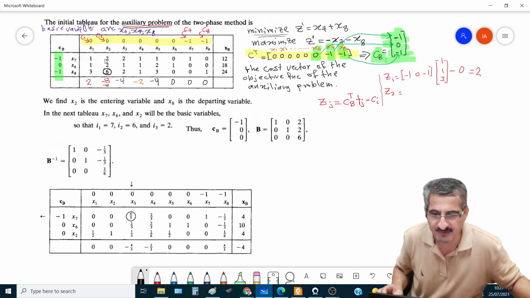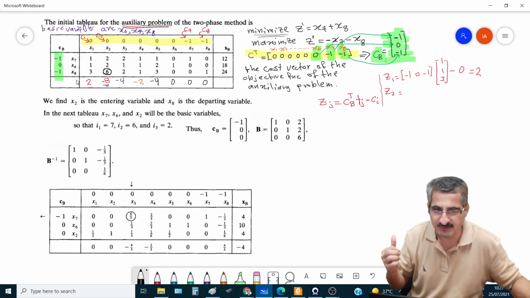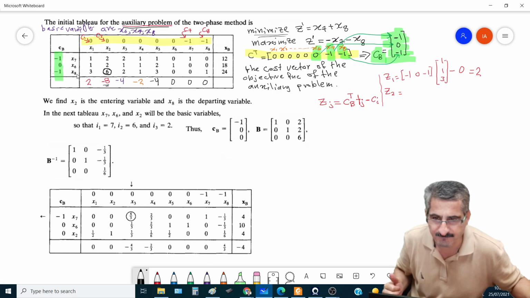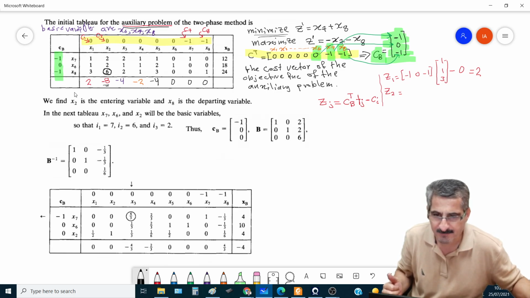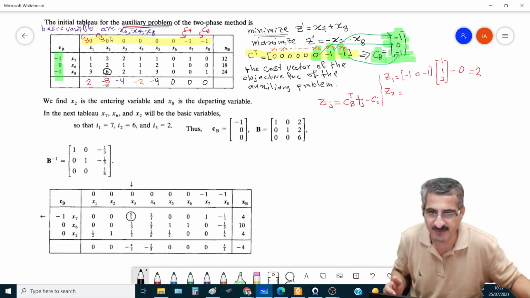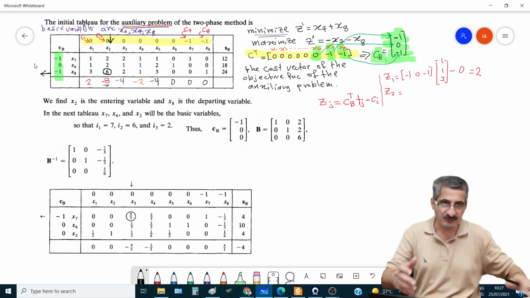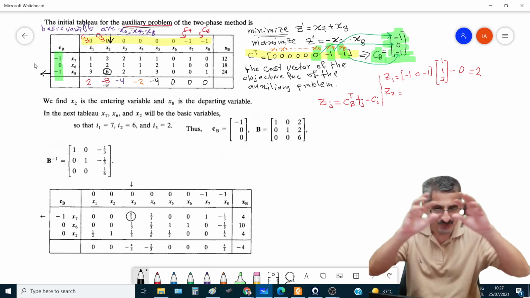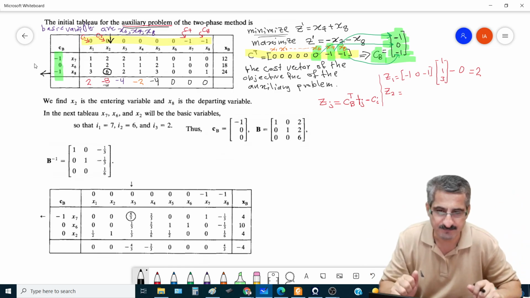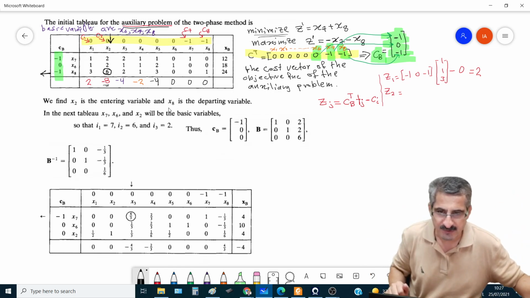So the entering variable is x2, and no, did I make some mistake? So the entering variable is x2 and the leaving variable is x8. Yes. So the entering variable is x2 and the leaving variable is x8. Good. So what we are doing now is nothing new. Just introducing the row and the column. Now, x8 is the departing and x2 is the entering.